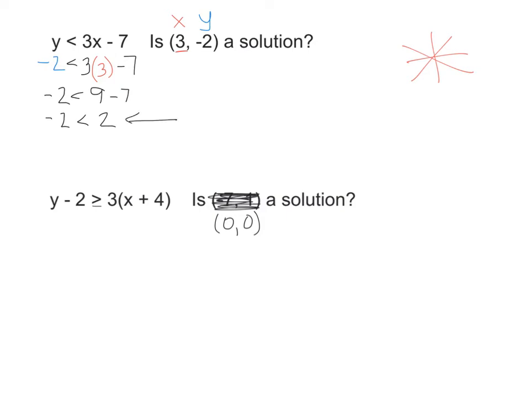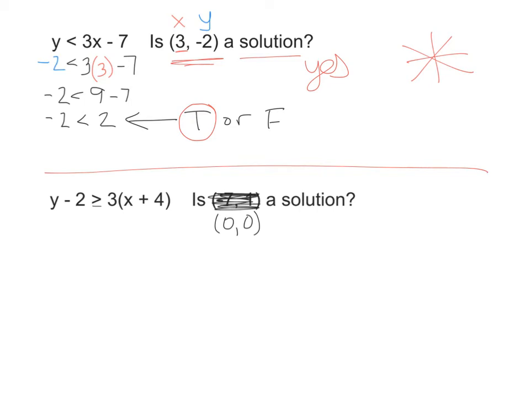Now our question is, is this true or false? Is -2 less than 2? Is the mouth eating the larger amount? Yes, it is. So this is true. So that means, yes, this is a solution to the inequality. Let's try the next one.